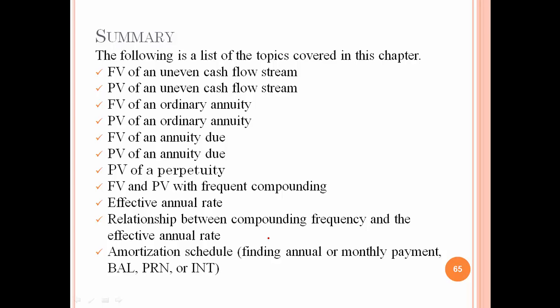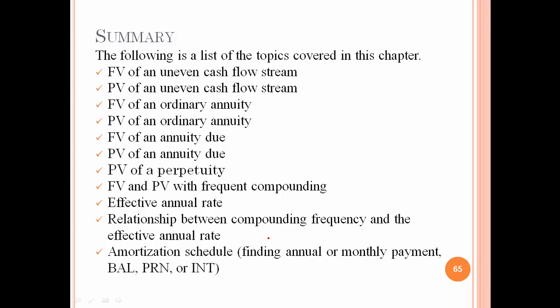And we talk about how frequent compounding can affect the future value or present value of an annuity or a single cash flow. And based on that, we try to calculate the so-called effective annual interest rate. So you are expected to explain the relationship between the compounding frequency and the effective annual rate. Actually, I would say it's pretty simple. Higher frequency, then higher effective annual rate, right?